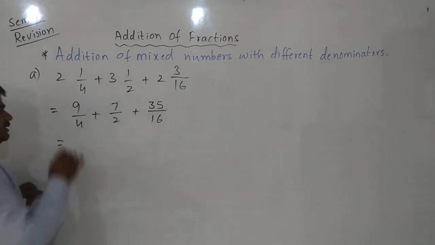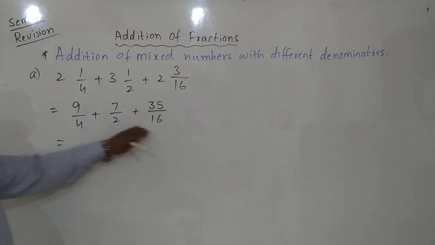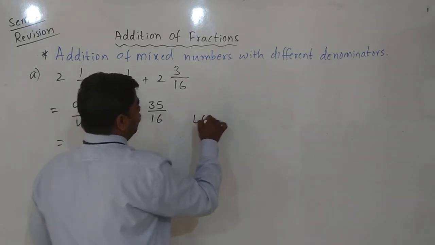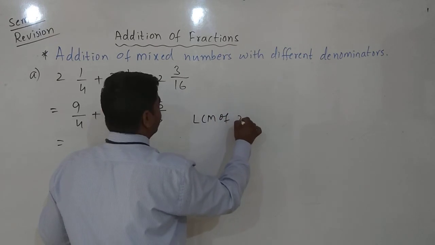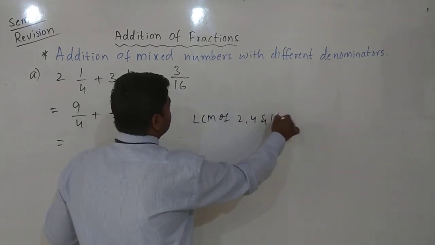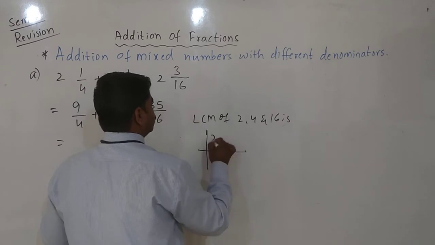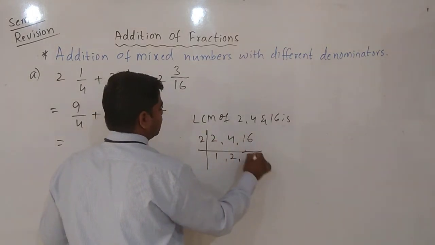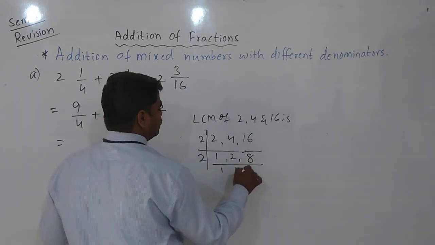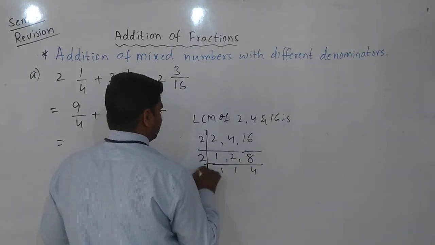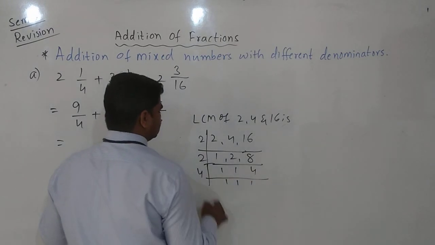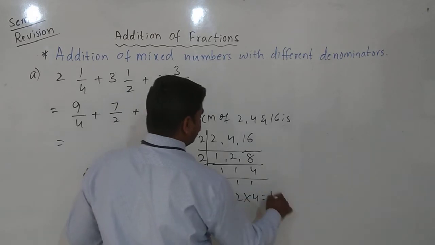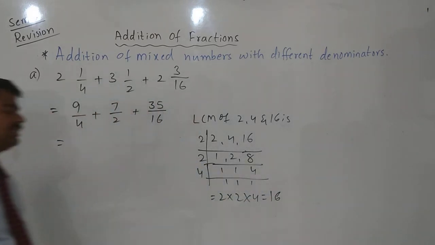Now these are unlike fractions. Get the LCM of these three numbers, that is the LCM of 2, 4 and 16. 2, 4, 16: 2 1s are 2, 2 2s are 4, 2 8s are 16. Again by 2, 1, here 4. Directly 4 we can take. Now 2 into 4. 2 2s are 4, 4 4s are 16 is the LCM.